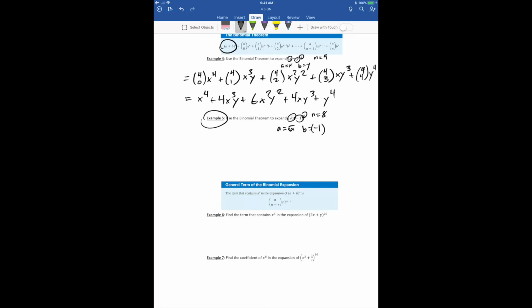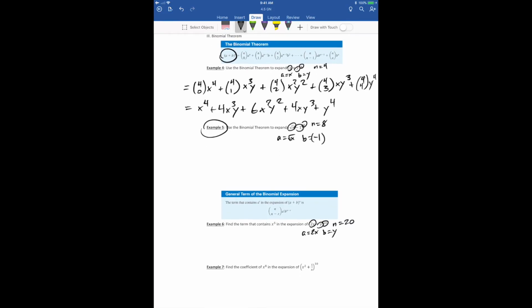Again, this comes from solid math. If you want to see the derivation, come talk to me. But just know that this formula works in that it is just a formula. All we have to do is use it. So example 6, find the term that contains x to the 5th in the expansion of 2x plus y to the 20th power. All right. So a is 2x, b is y, and n is 20.